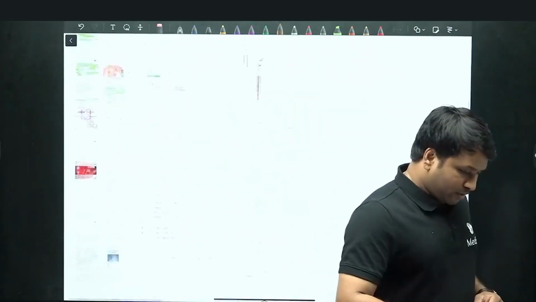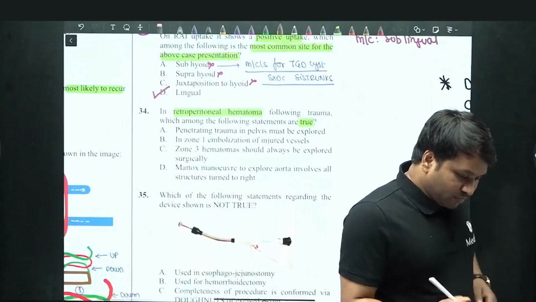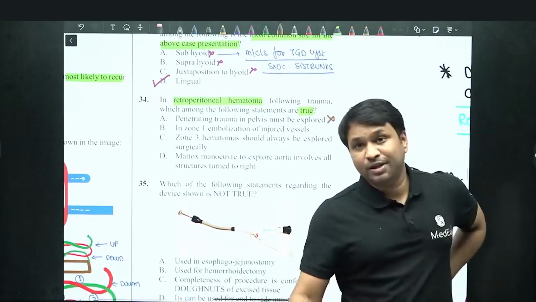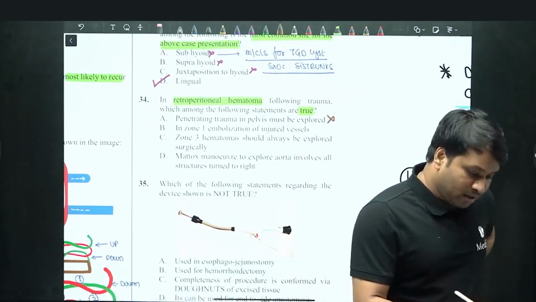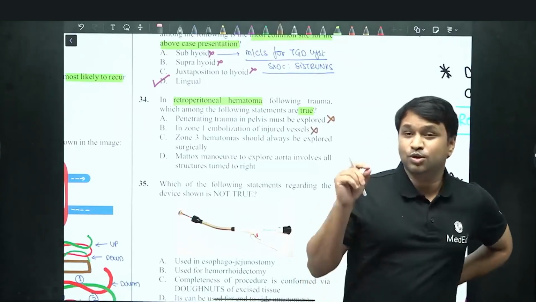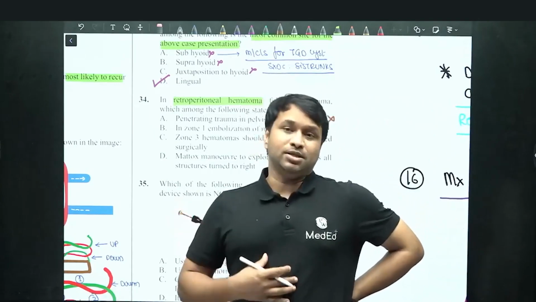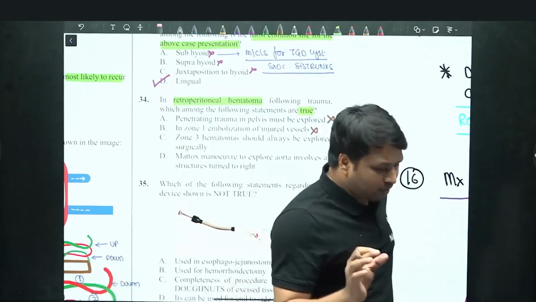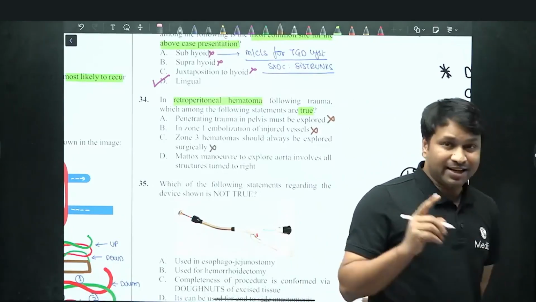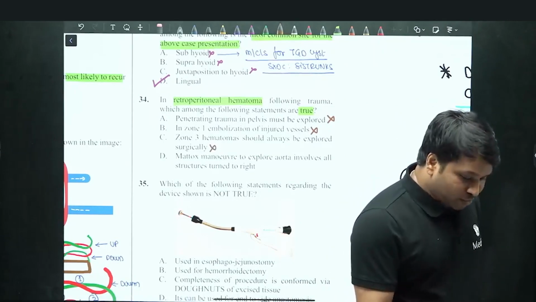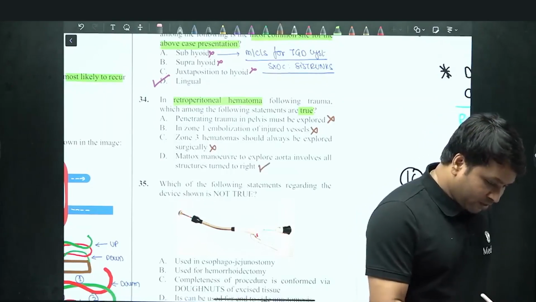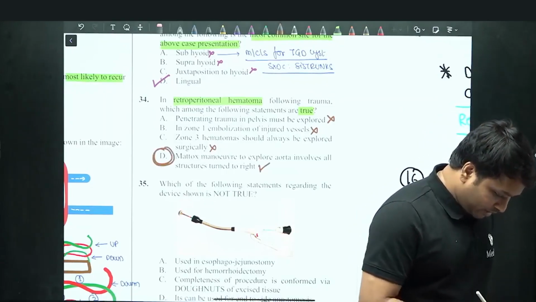So, going back to our question number 34. Which of the following statements is true? Penetrating trauma in pelvis must be explored. No, only if there are pulsating or expanding hematomas. Zone 1, embolization of injured vessels. Zone 1, you have to always explore, where you have big vessels, right? The aorta or the IVC is the source of bleed. I will not go for embolization. Zone 3 hematoma should always be explored surgically. No, only when they are expanding or pulsatile. Mattox maneuver to explore aorta involves all structures to be turned right, and that is correct. So answer 34 is going to be D for Delhi.